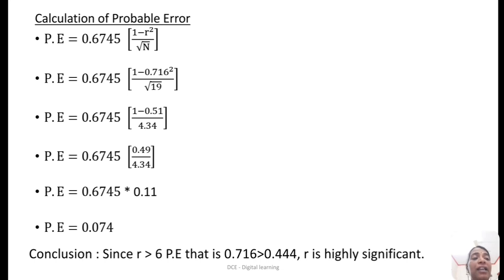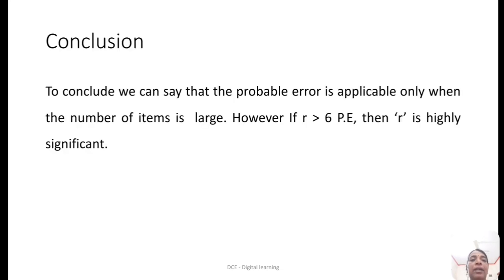Then we can say that R is highly significant. To conclude, we can say that probable error is applicable only when the number of items is large. However, if R is greater than 6 times the probable error, the R is highly significant.